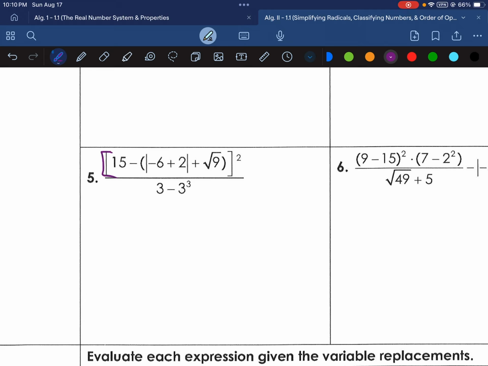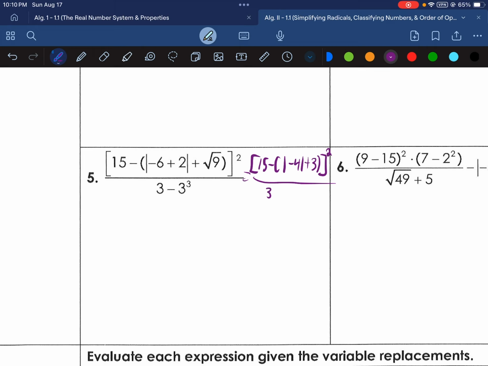15. So once again, we have multiple sets of grouping symbols. We have brackets, parentheses, and absolute value. So we go inside out. So we'll start with the absolute value here. So bracket 15 minus parentheses, absolute value of negative 6 plus 2 is negative 4, plus the square root of 9, root separated by addition, we can go ahead and do that, call it 3.